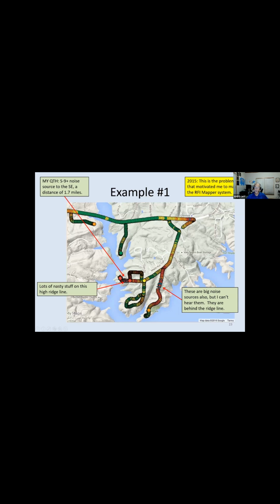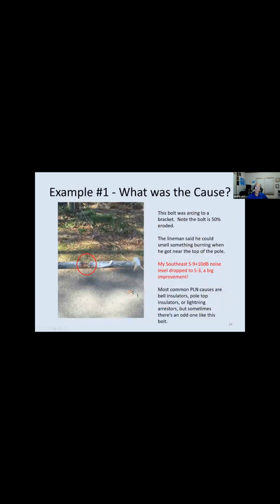So what was the final cause of this? It was this bolt. And the lineman said when he got near the top of the pole, he could smell something burning. I guess it was the creosote or the preservative in the wood making a rather strong smell. And it brought him right to the problem. And this bolt was arcing to another piece of metal on the pole, a plate. So they fixed this. They re-drilled the cross arm where this bolt went through, and my noise level improved tremendously. It went from over S9 to S3.